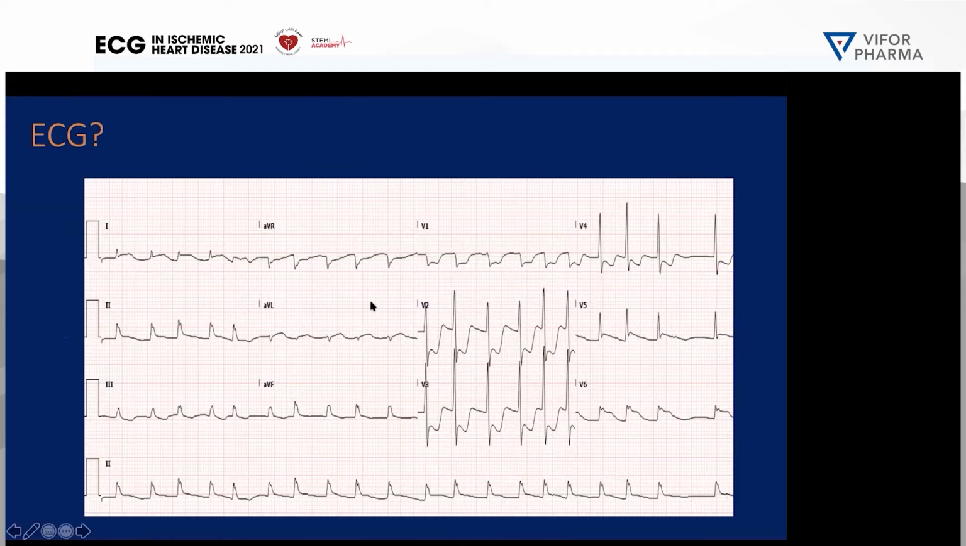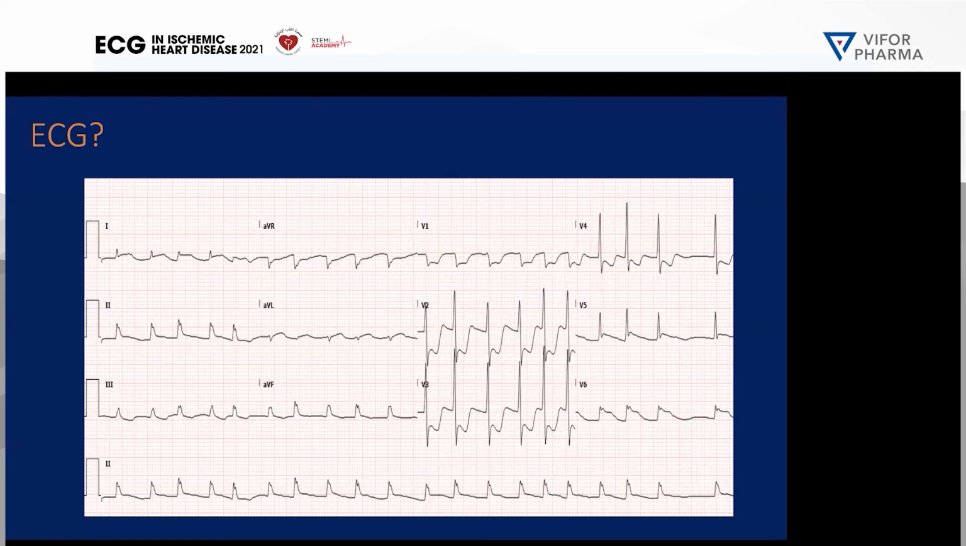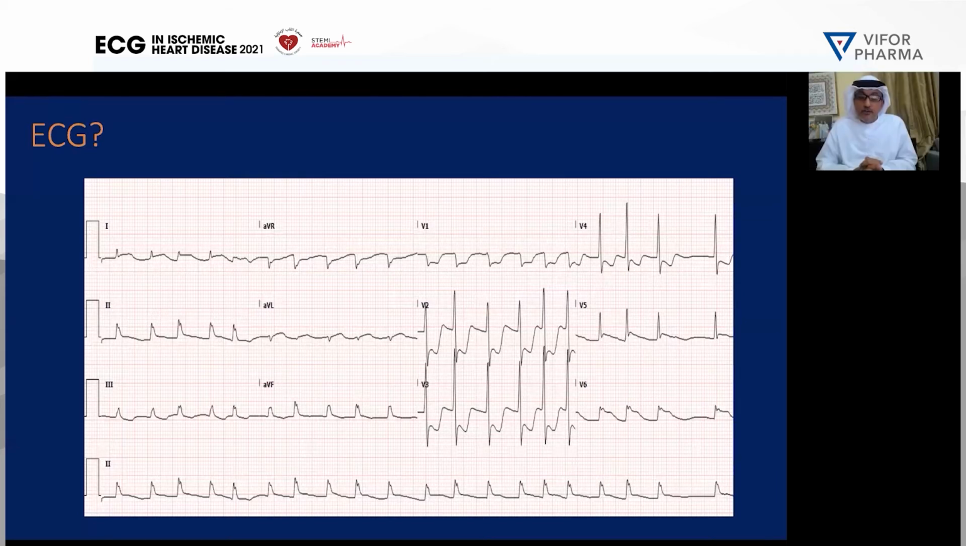So there is rate, rhythm, axis, interval. So let us go to the rate. The rate is tachycardic, yes? Yes. Rhythm, regular or irregular? It's irregular. Okay, so the rhythm is irregular. Is there any P wave? Can you see P waves? I cannot see P waves.